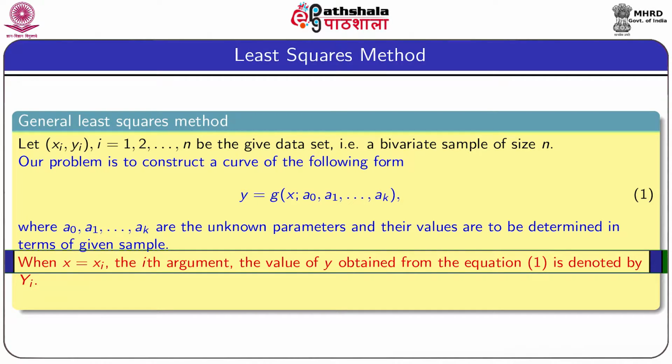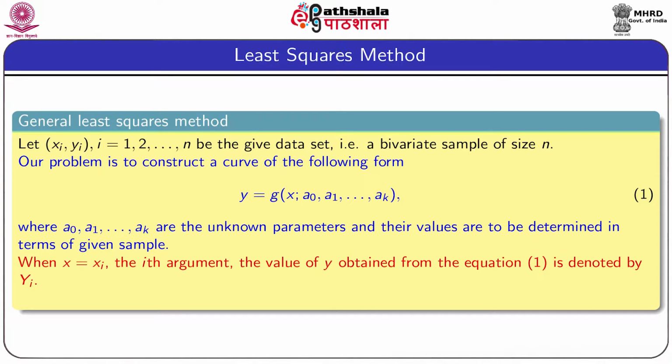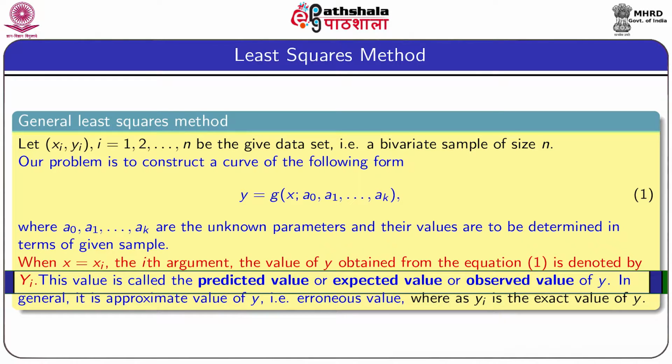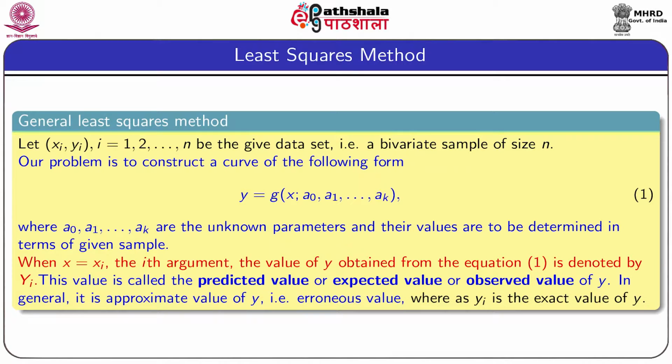When x equal to xi, the ith argument, the value of y obtained from the curve 1 is denoted by capital Yi. This value, that means the capital Yi, is called the predicted value or expected value of y. In general, it is the approximate value of y, that is, an erroneous value of y, and it is obtained from the fitted curve, whereas small yi is the exact value of y.